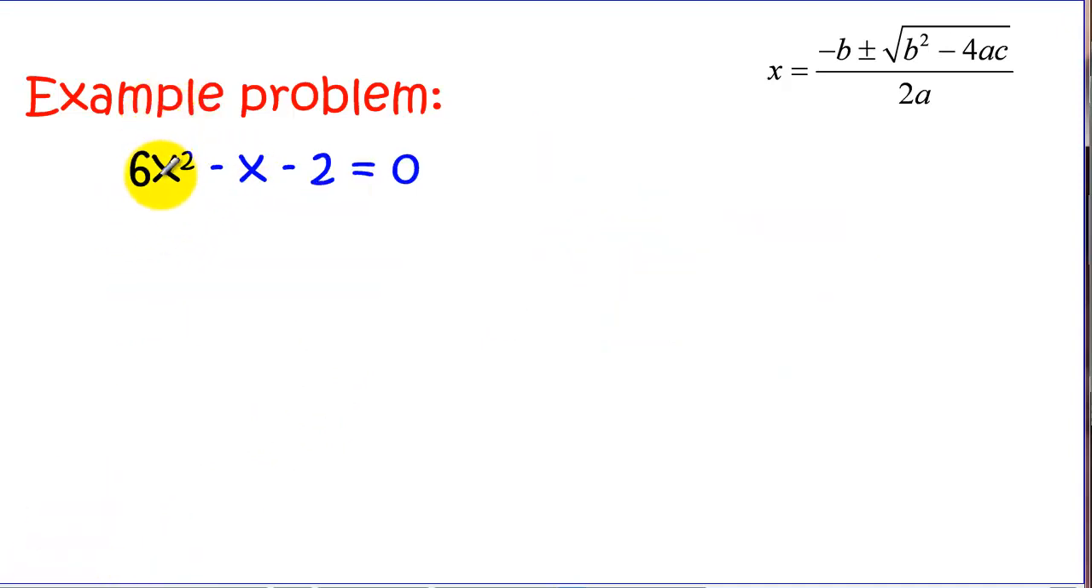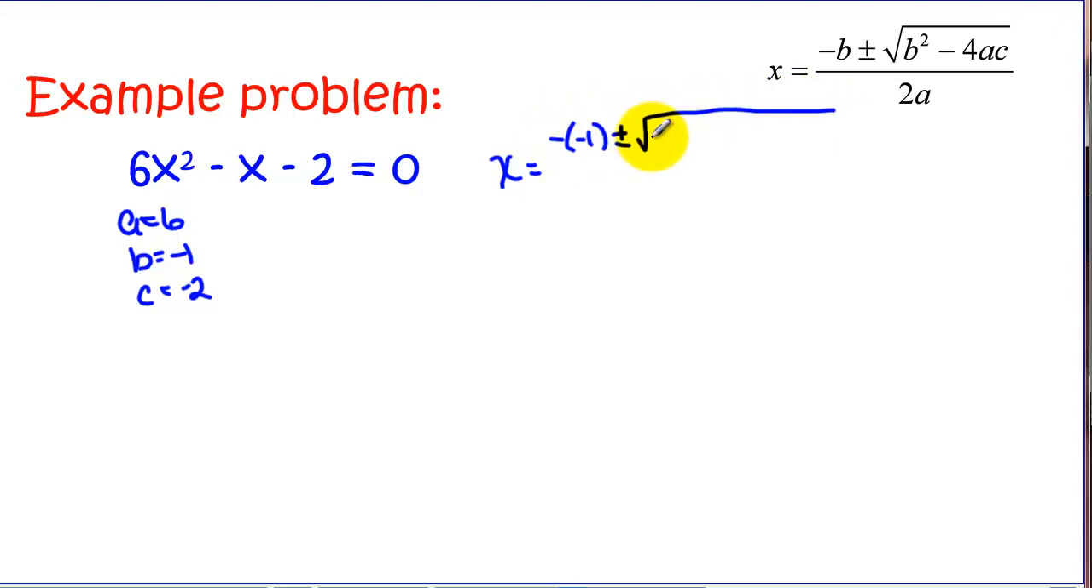So here we have it in standard form, so A is 6, B is negative 1, and C is negative 2. So now we have negative negative 1, plus or minus the square root of negative 1 squared minus 4 times 6 times negative 2, all over 2 times 6, which is 12.